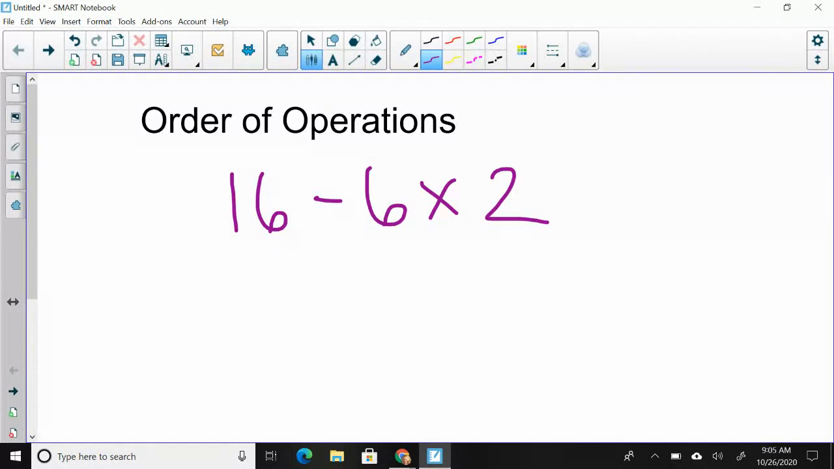Andrew? 20. Okay. Does everybody agree with Andrew? Yeah. Okay. So it's 16 minus 6. So that means it would make 10, and times 2. Okay.